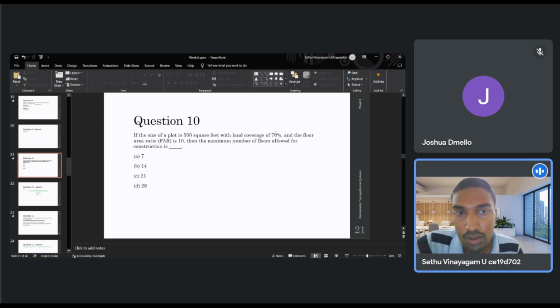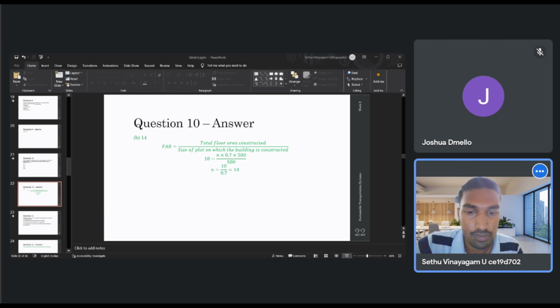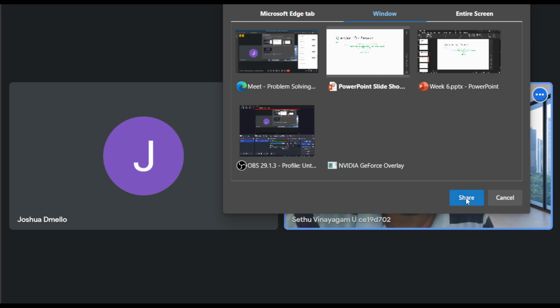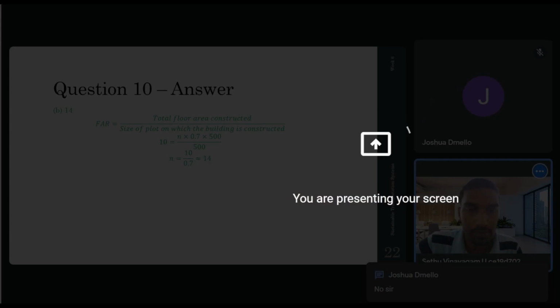So right, because we cannot cover 100% of the plot, the land coverage tells us the maximum area on which we can build, right? So more than 70% of this land cannot be used for building, right? So subject to that and the floor area ratio constraints, we can build only a maximum of 14 floors on this particular plot. Okay, any questions?